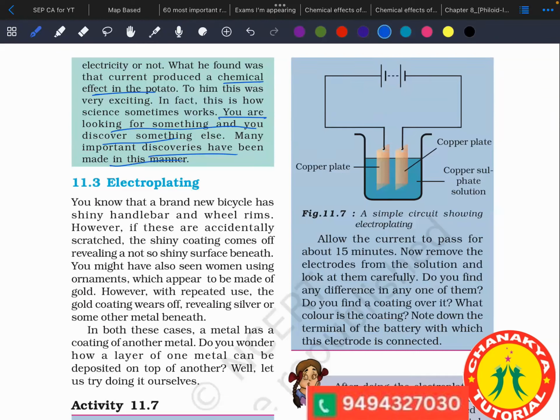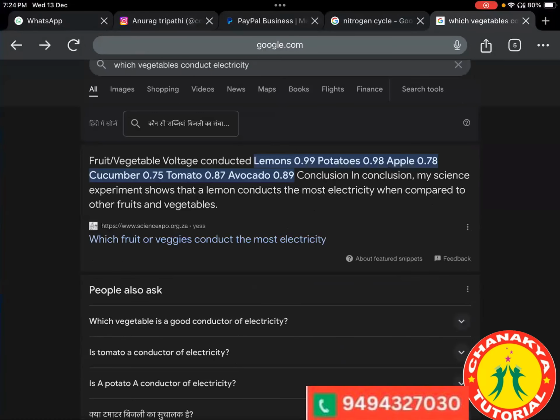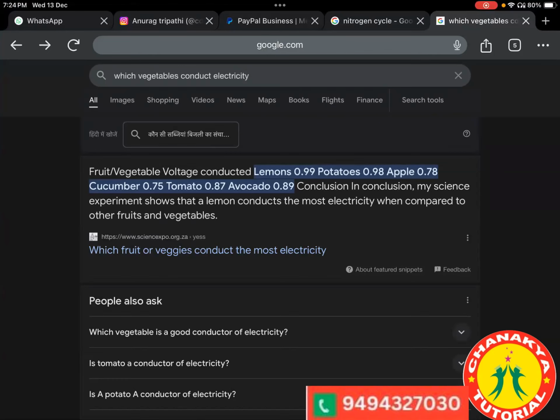Okay, so you won't be able to know the conduction of a vegetable by knowing its nature only. Like, here the experiments are done. Let me show that. Okay, so these science experiments have told the scientists that lemon conducts, potato conducts, apple conducts, cucumber conducts, tomato conducts, avocado conducts. So without experiment, you cannot know if a vegetable will conduct or not.